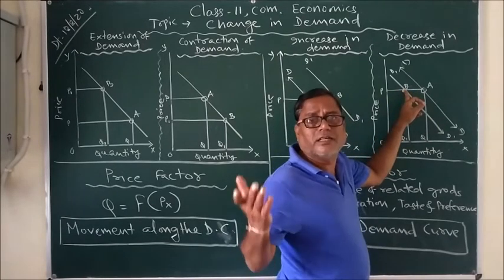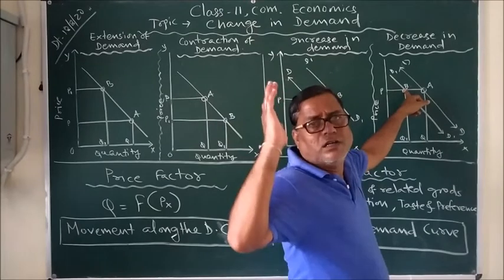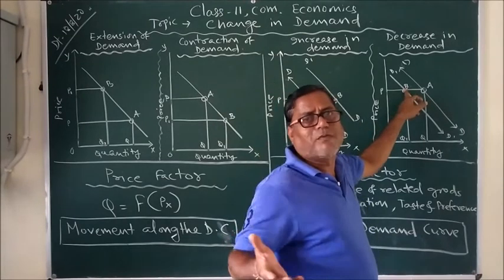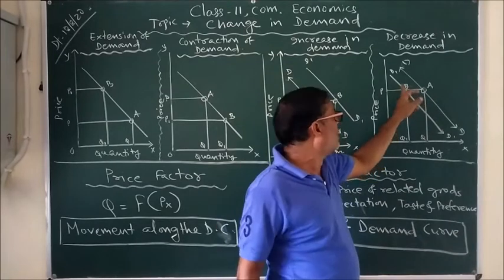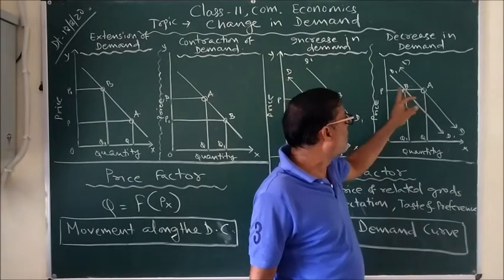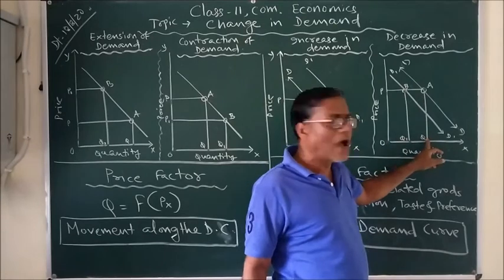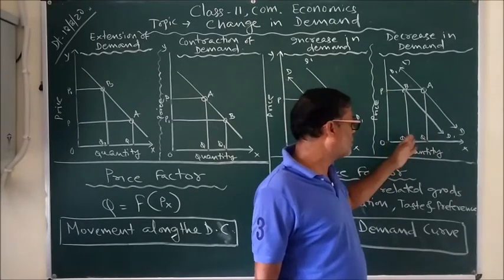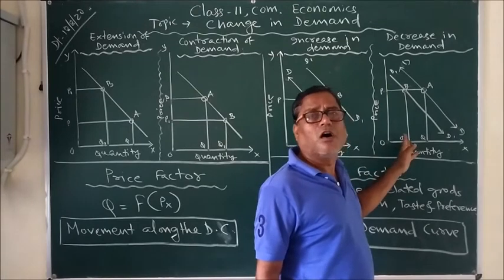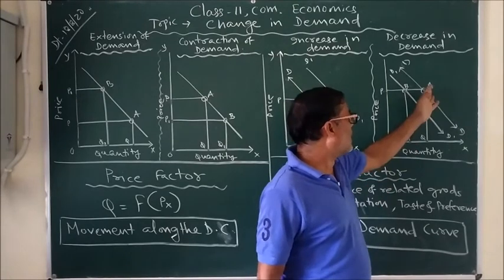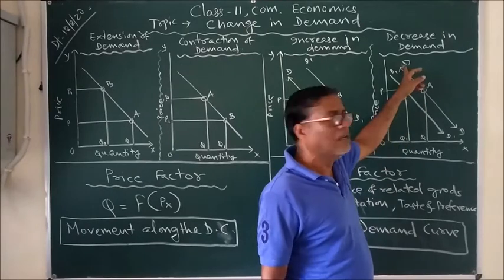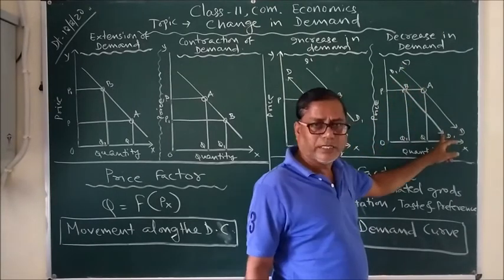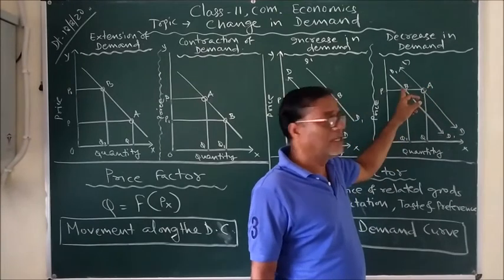And what is the reason? The reason is that the income level of the consumer has decreased, the purchasing power of the consumer has decreased, and now the consumer cannot afford to buy OQ amount of that good at price OP. That's why he will reduce his consumption of that good. This is called a leftward shift of demand curve, because the quantity demanded is shifting from DD to D1, from point A to point B.